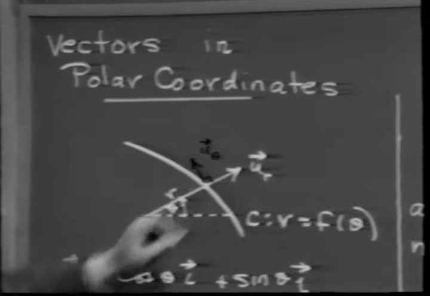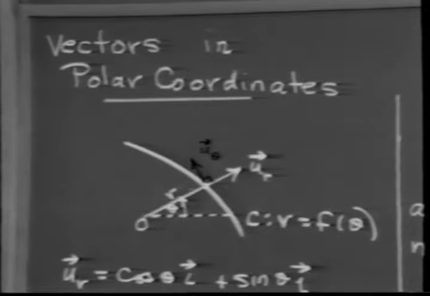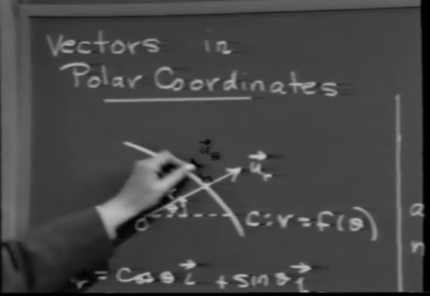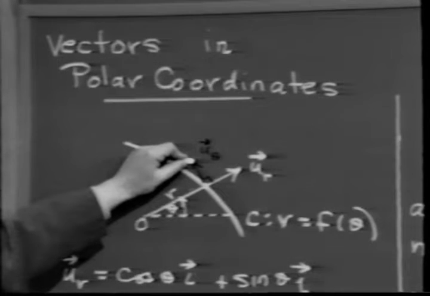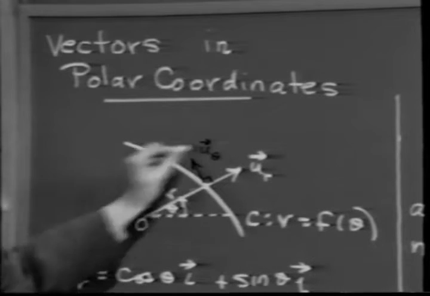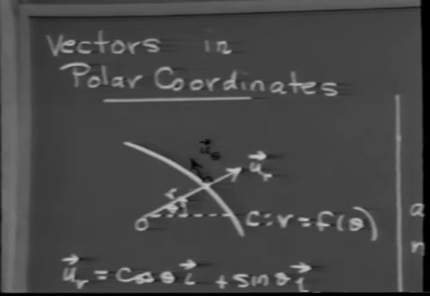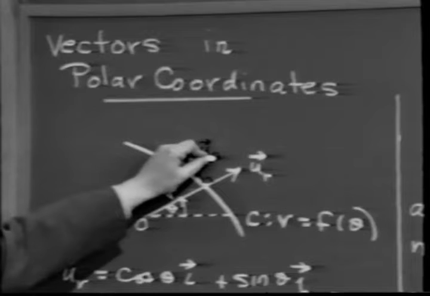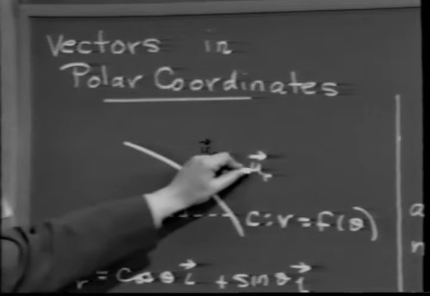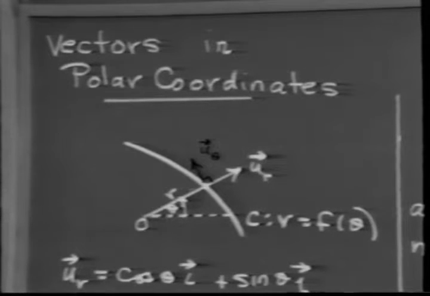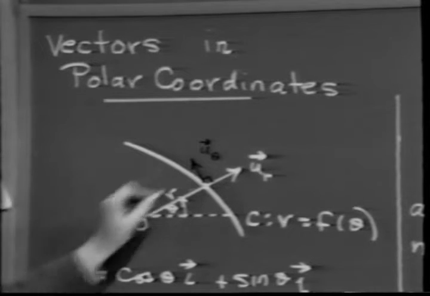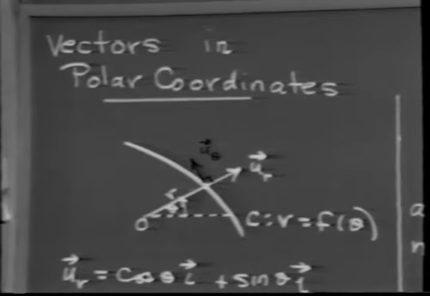If we think of u sub r as playing the role of i, then the vector which plays the role of j should be a positive 90-degree rotation of u sub r, and we elect to call that vector u sub theta, using the theta here more to indicate the fact that we're using polar coordinates than to indicate anything about the angle theta itself. In other words, notice that u sub theta, by definition, is just a positive 90-degree rotation of u sub r, where u sub r is a unit vector in the direction of the radius vector.